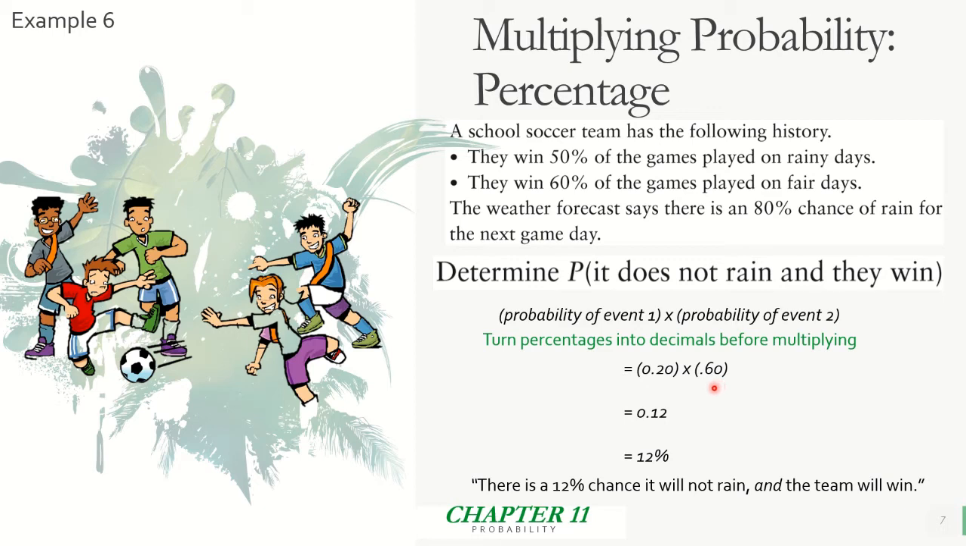Now, we need to pick which number works with the not rain or the fair day. So we're going to use the 60% here. I turn that into 0.6. 0.2 times 0.6 is 0.12. And as a percentage, that's 12%. That means that there's a 12% chance that it will not rain and the soccer team will win.